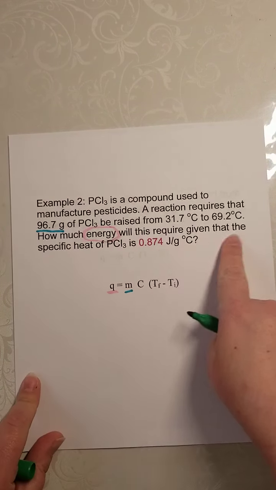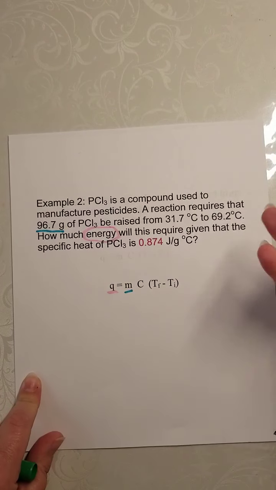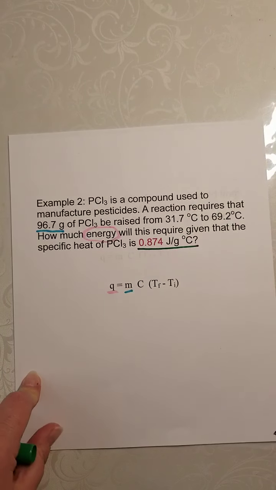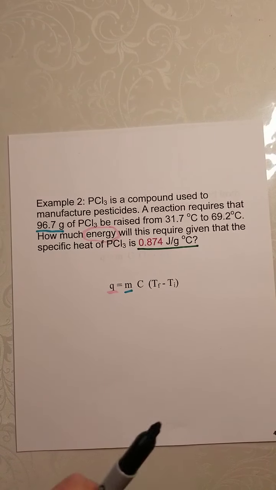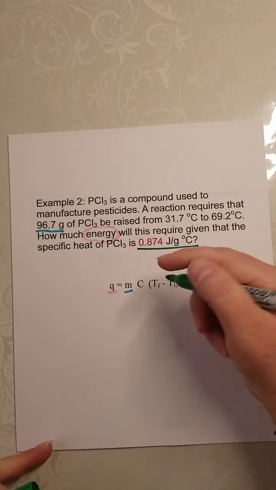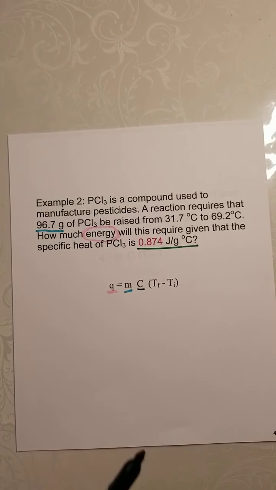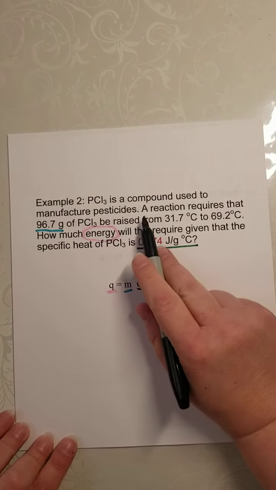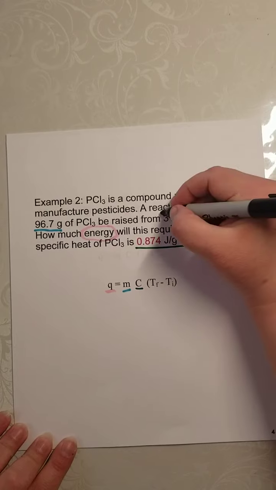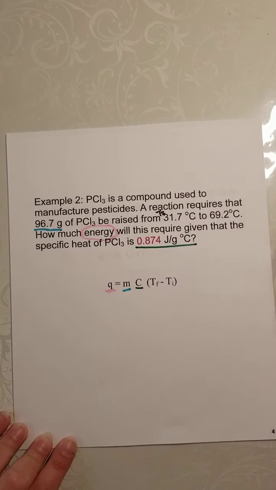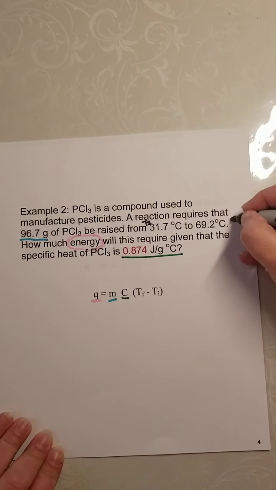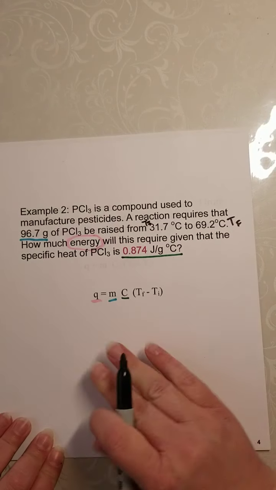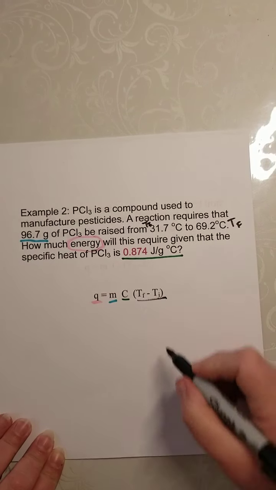Okay? Let's look for C, our specific heat. It literally tells you. Specific heat of phosphorus trichloride is this. Right there. You don't have to guess. And we need to look at our change in temperature, and here are our two temperatures. So when it says from, this is always going to be our T initial, okay? And to, this is going to be our T final, okay? So that's our change in temperature right there.